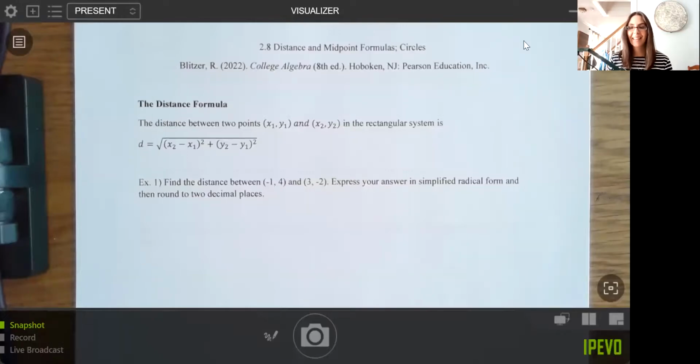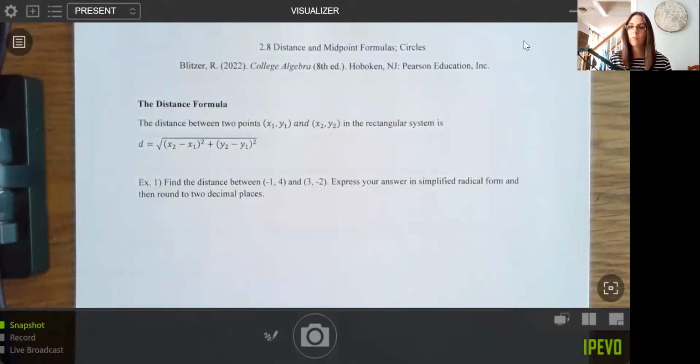Hi, everybody. In this next section, we're going to look at the distance and midpoint formulas as well as circles. So let's start with the first part. We do have a distance formula that will tell us the distance between 2 points in the rectangular system. And we do need the formula.